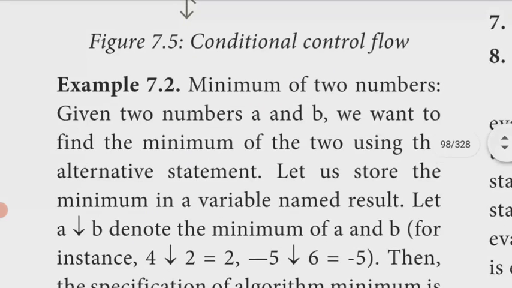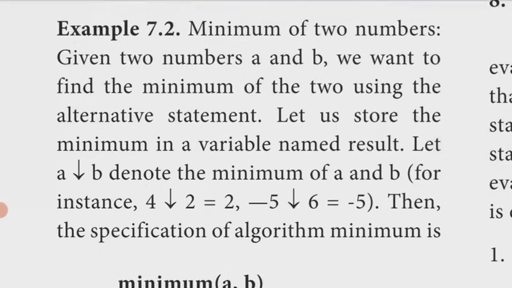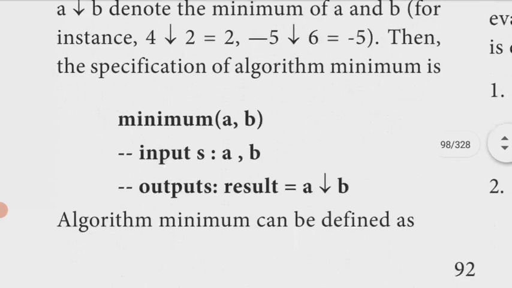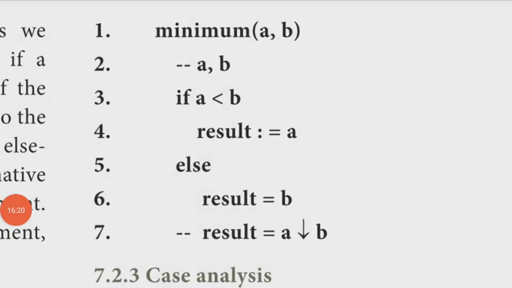This is called control flow. And here is an example to find the minimum number, minimum of a comma b. So two inputs are there, a and b. We want to find out which is the minimum number, whether it is a or b. So these are the steps to find the minimum number.